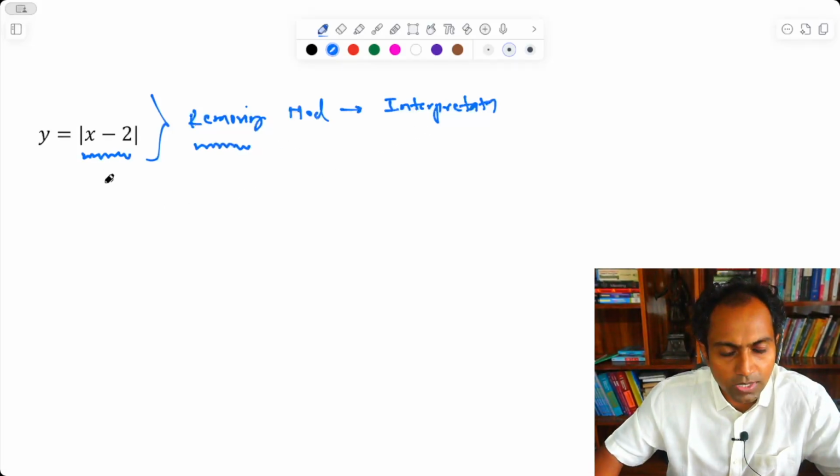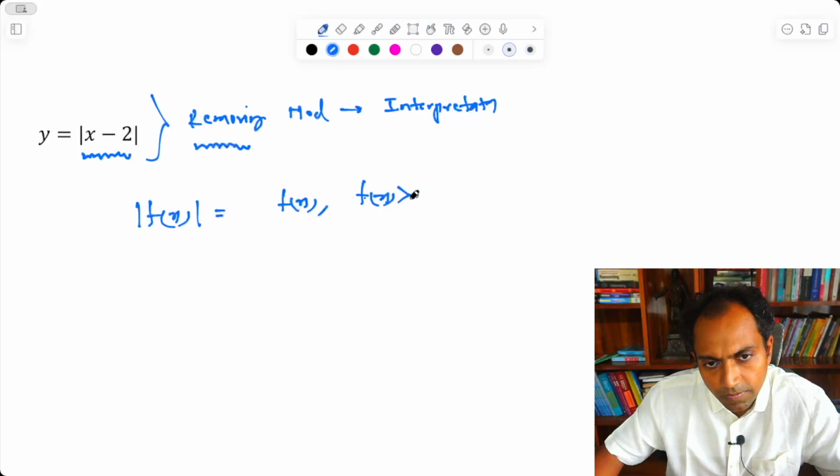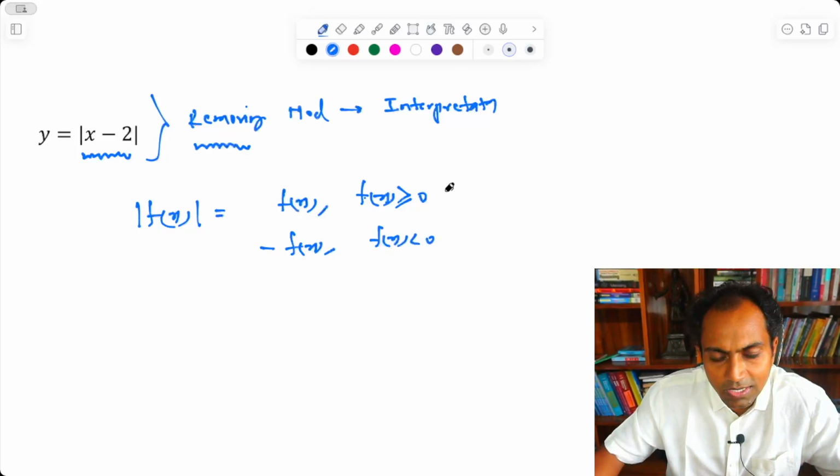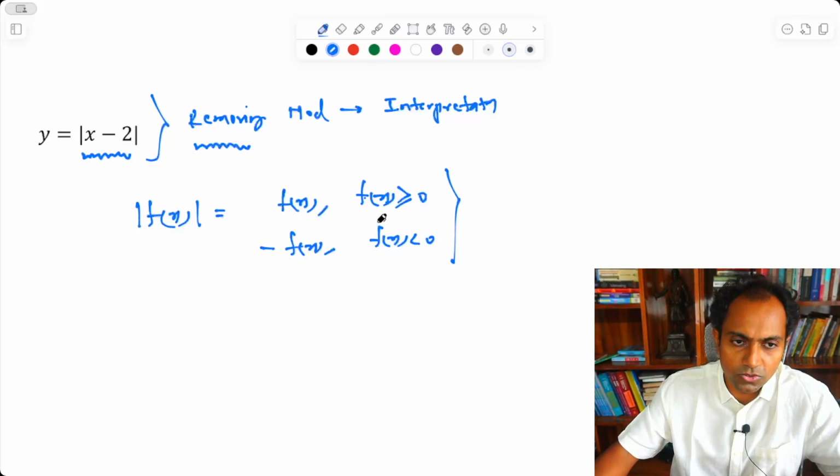Now, how to do that? Let us go back to the definition. This definition said that for any kind of function, I will get the same value if I am putting a positive value into it, and I get a negative times the same function if I am putting a negative value into it. You can see that instead of x, we have written some other function. So when we are interpreting, we will also write that function.